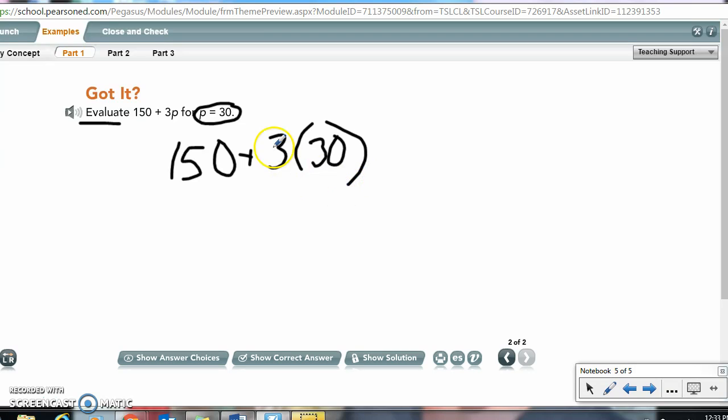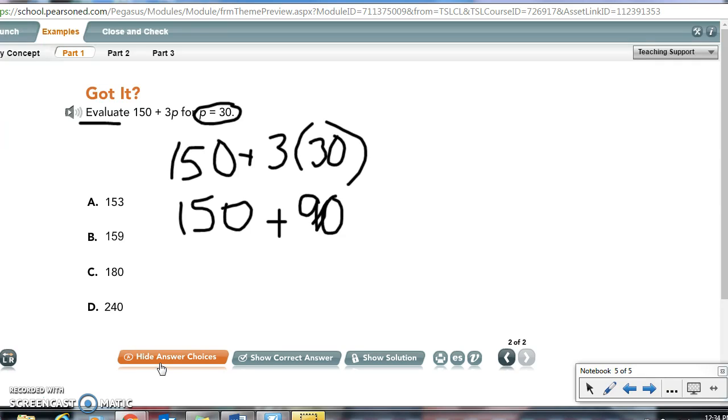What's 3 times 30? Well, 3 times 3 is 9. 3 times 0 is 0, so it must be 90. Now what is 90 plus 150? Go ahead and solve that for me. Here are your possible answer choices. Go and freeze your screen. Solve it. The correct answer should be 240. Now remember, do not put 330 here. You need the 3 separated by parentheses with the 30 inside.